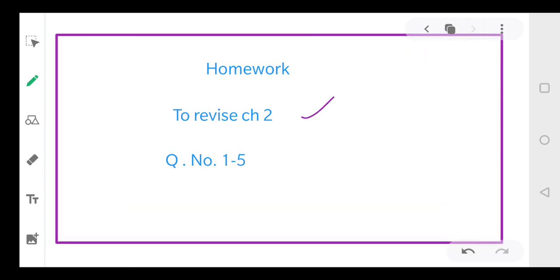Now coming to your homework, dear students. First of all you have to revise chapter number 2, and you have to complete question answers 1 to 5. You have to thoroughly revise this portion of the chapter that we have talked about, the formation of microsporangium or the stamen. You will thoroughly revise it and learn the question answers 1 to 5.